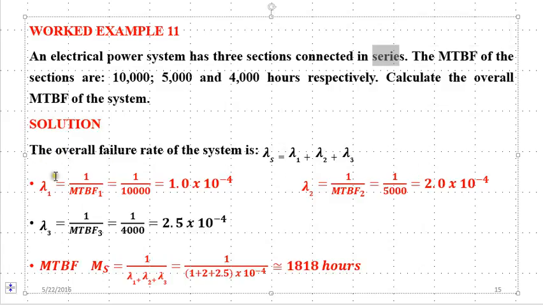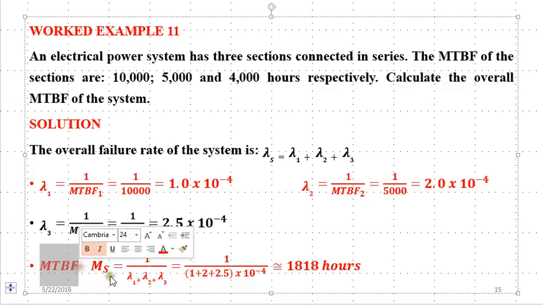So lambda 1 should be 1 over MTBF1. That's 1 over 10,000, which gives this. Lambda 2 is 1 over 5,000. Lambda 3 is 1 over 4,000, which gives this. So I can now see my total failure rate is the summation of the 3. And if you find that total failure rate, you take its reciprocal, it will give you the overall mean time between failure.